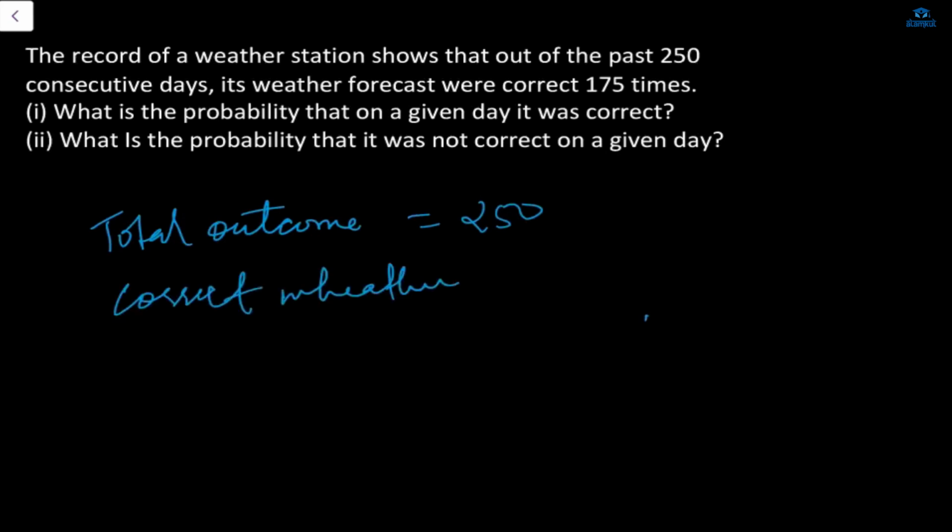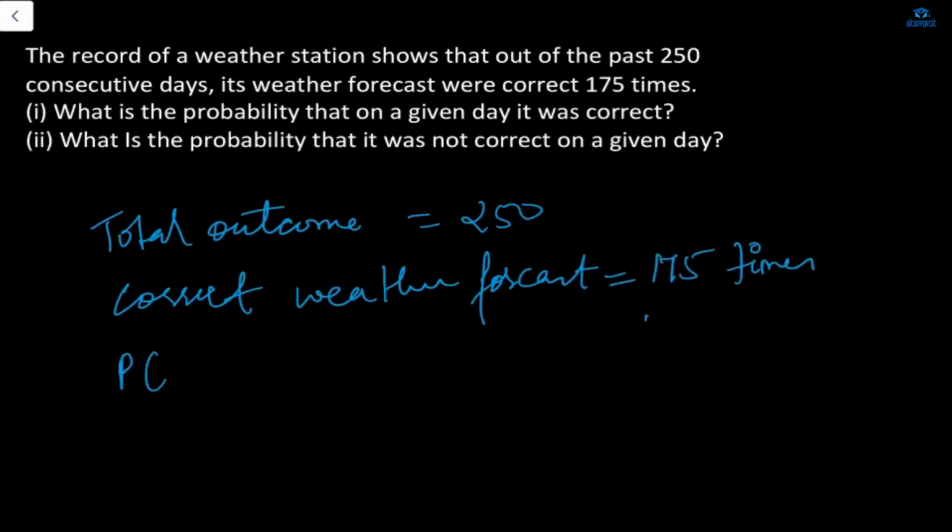So what will the forecast is correct on a given day? Arham, what is the total outcome here? Total outcome is equal to 250. Favorable outcome, correct weather forecast, is equal to 175 times. Now the probability of the event of getting the correct weather forecast is 175 upon 250.